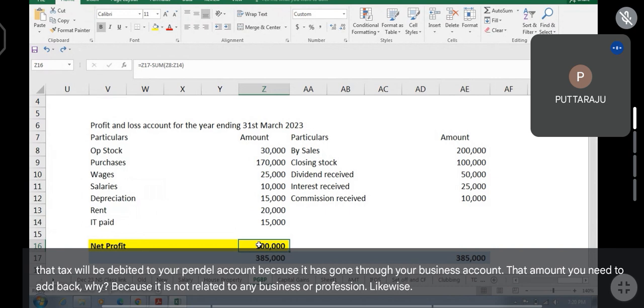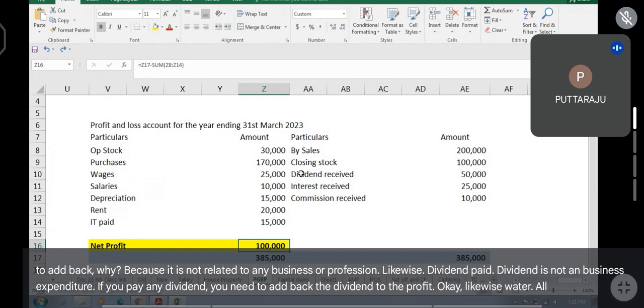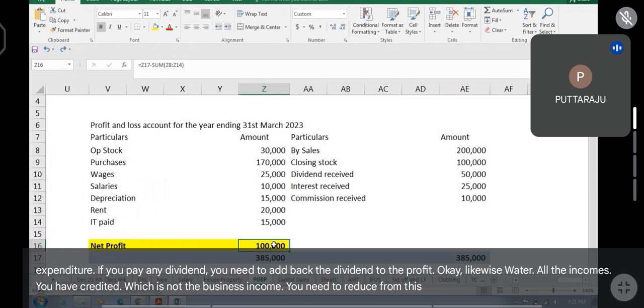Likewise, dividend paid. Dividend is not a business expenditure. If you pay any dividend, you need to add back the dividend to the profit. Likewise, whatever incomes you have credited which are not business income, you need to reduce from this net profit.